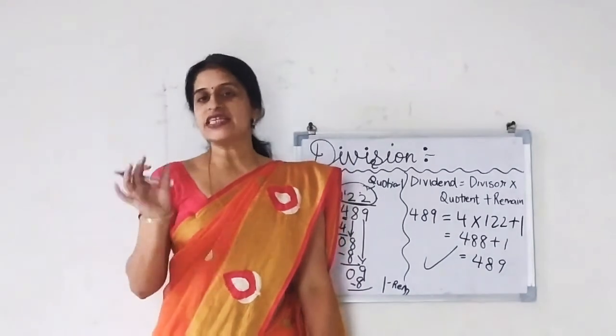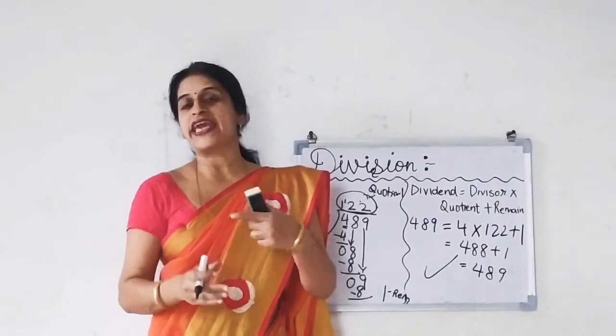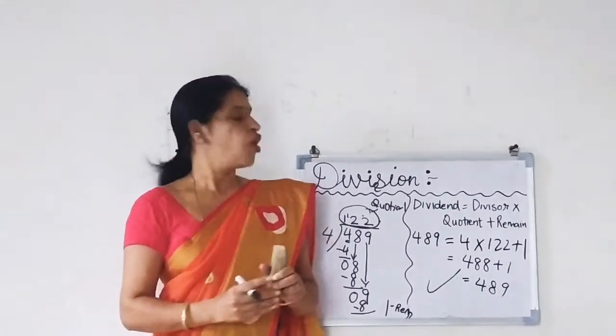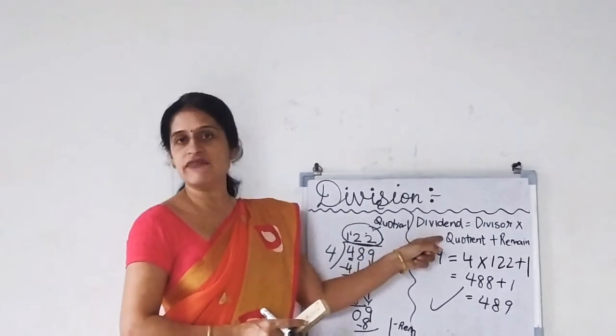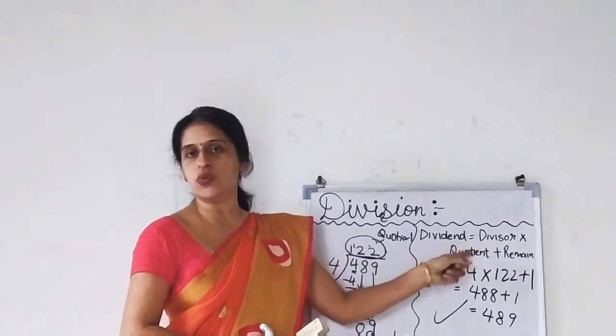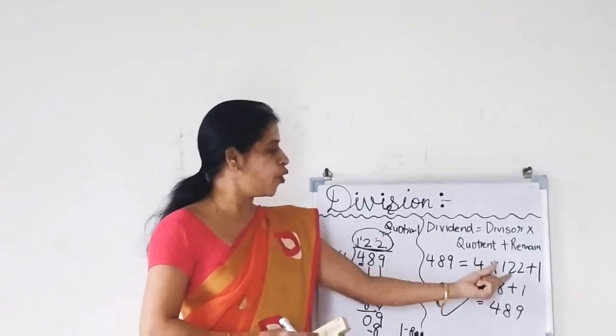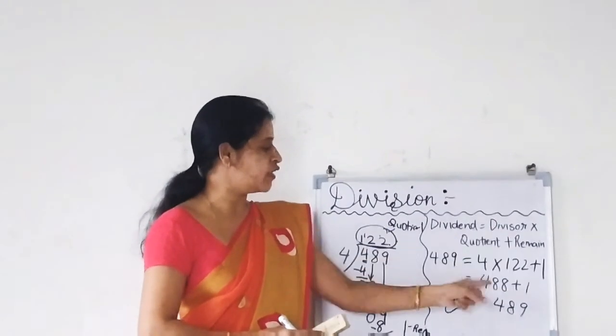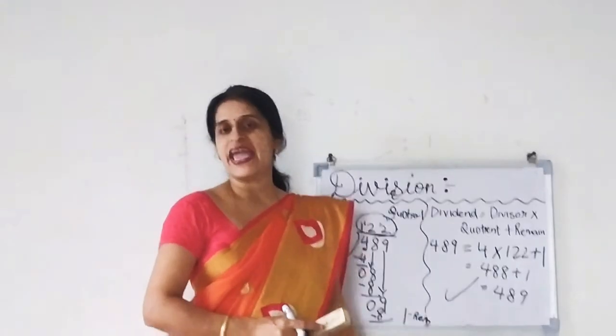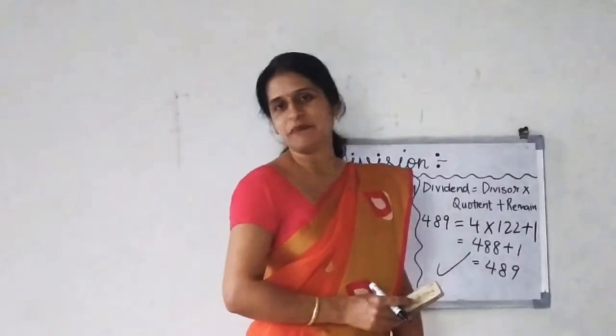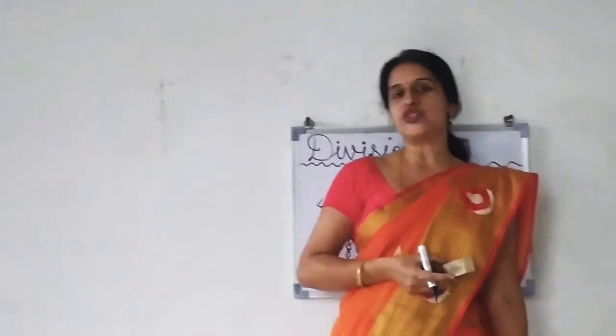Clear, children? This is the way we can check our answer. Always remember the formula: dividend is equal to divisor into quotient plus remainder. After getting the quotient, you put it as written in the formula, multiply, add, and you get the answer. I hope this is clear to you.